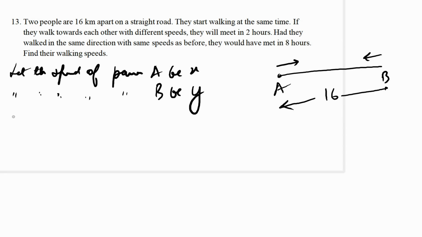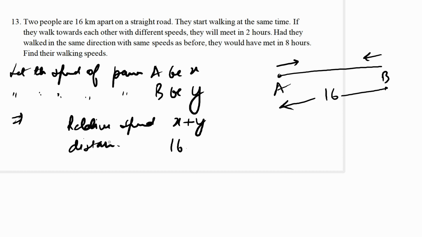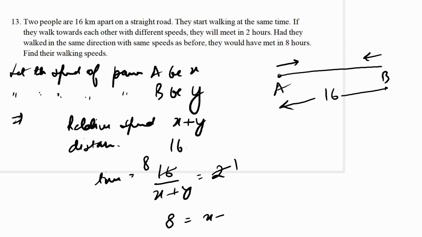So first condition, when moving towards each other, the relative speed will be x plus y and the distance is 16. They meet in 2 hours. So time is equal to distance upon speed is equal to 2. If I do this, it will become 8. So 8 is equal to x plus y.